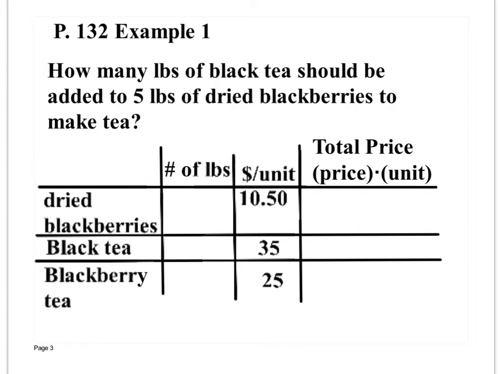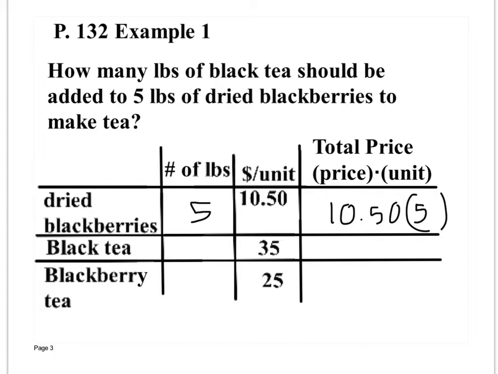All right. So what I would do in your homework, I would draw a table like this. All right, and I have dried blackberries. Okay, I'd write my number of pounds. Okay, they tell me 5 pounds of dried blackberries, so that goes here. They tell me that dried blackberries cost $10.50, so my total price is my price times the unit. Okay, how many pounds I'm using. So my price is $10.50 times 5.